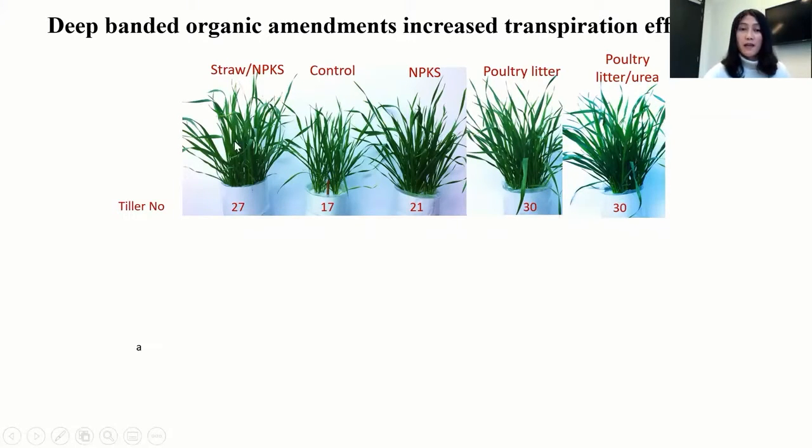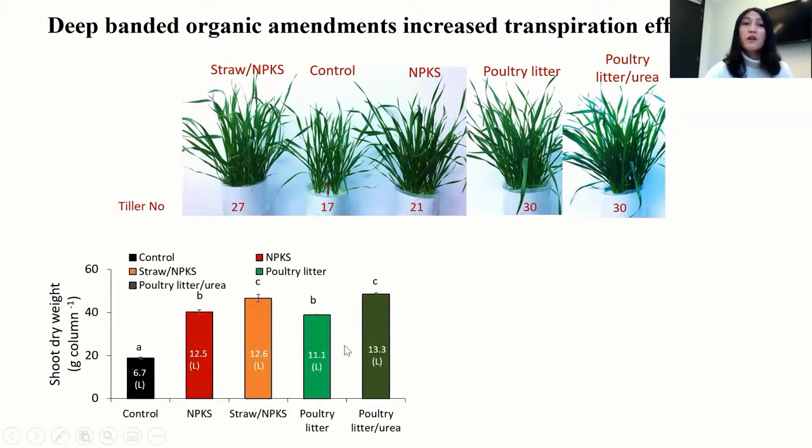This photo was taken at the tillering stage, and you can see all these 3 organic amendments produce more tillers, and this resulted in a relatively higher shoot dry weight than the inorganic fertilizer control. Of course, the poultry litter had produced more tillers, but because they suffer from severe nitrogen deficiency after stem elongation, at harvest and booting stage the biomass is similar to the NPK treatment.